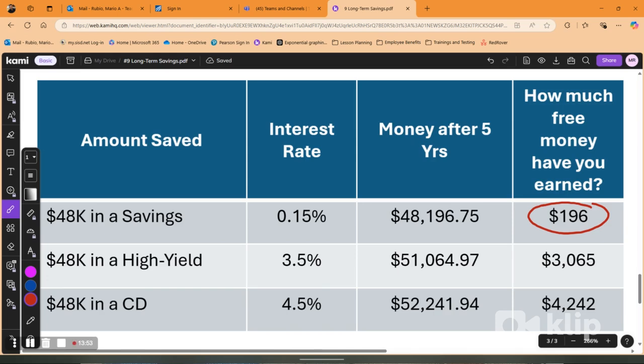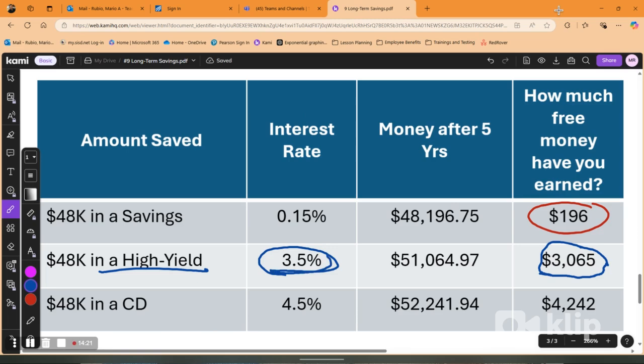If you put it in a higher interest, $48,000 here at 3.5%, now look, dude, now you're going to earn like $3,000 over 5 years, just by putting your money in this high yield savings, not messing with it, not doing any work, literally just putting it into this account and letting it sit there. Remember, $48,000 in your wallet is going to be $48,000 in 5 years, or it's going to be zero because you're going to spend it all.